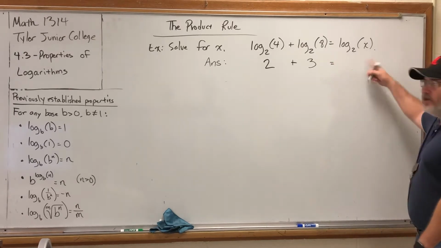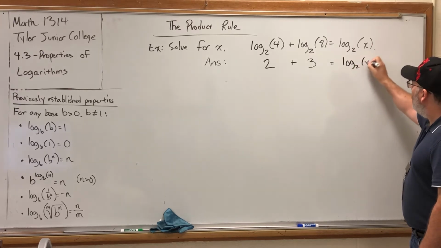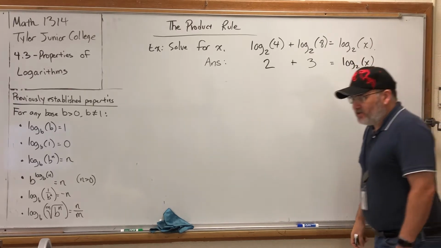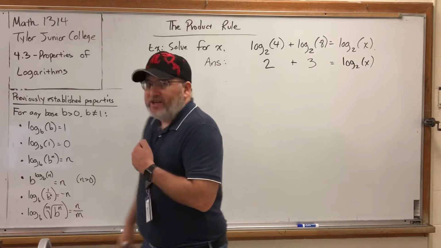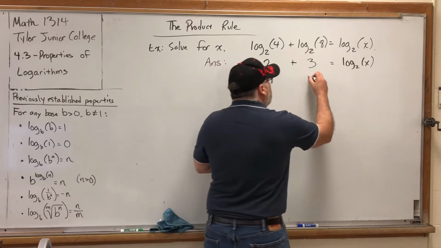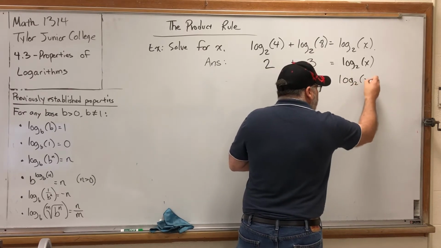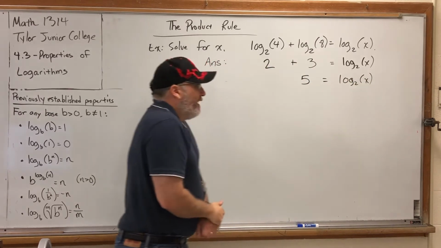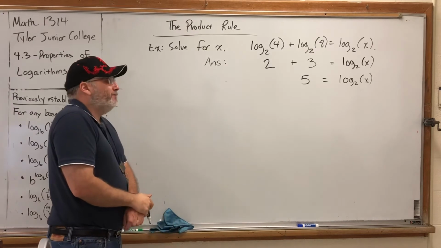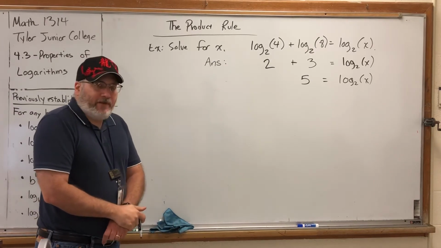Equals, nothing to do over here yet. So we still have log base 2 of x. But look on the right side, we have 2 plus 3. That's just 5. So now we've simplified this equation to the form 5 equals log base 2 of x. At this point, we really don't have anything left to simplify.